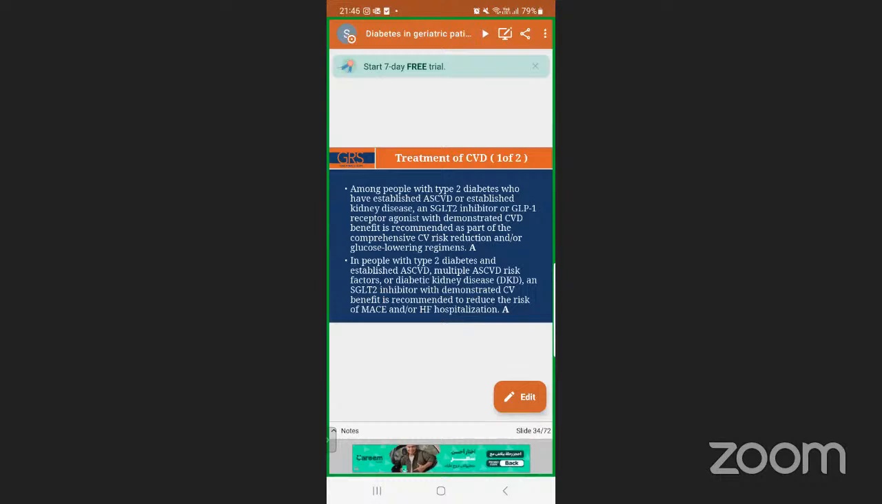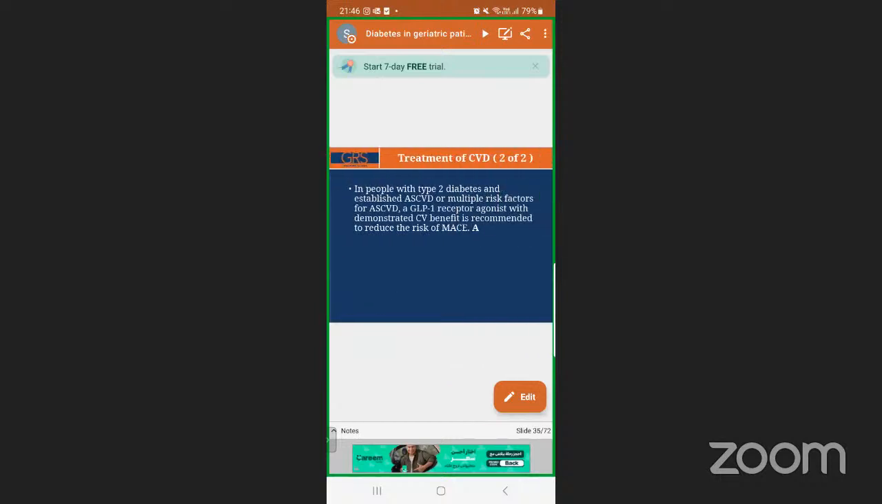diabetic kidney disease, SGLT2 inhibitors demonstrate cardiovascular benefit and are recommended to reduce heart failure hospitalization and major adverse cardiovascular events. In patients with type 2 diabetes and established atherosclerotic cardiovascular disease or multiple risk factors for atherosclerotic cardiovascular disease, GLP-1 receptor agonists demonstrate cardiovascular benefit in patients to reduce the risk of major adverse cardiovascular events.